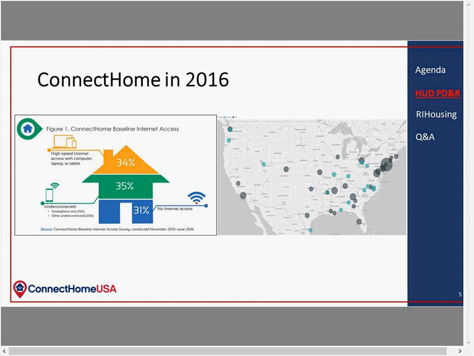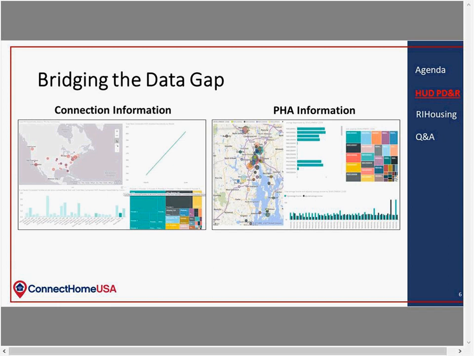So when we're talking about knowing, we are often talking about data. We have two big groups of data we can use to examine this: the connection information that's provided to us by internet service providers who are connecting households through the ConnectHome program. And then we have the PHA information that's already sort of being collected through all the various data processes and onerous paperwork that HUD makes you file. We don't actually have any way of linking these two pieces of information, because we have it at the citywide level, and then we have it at the PHA level. What we need to do to link it is to link it at a household or an individual level.